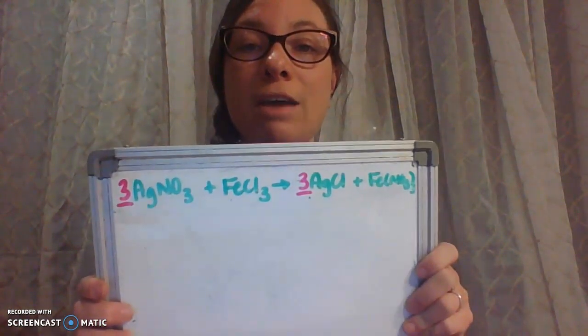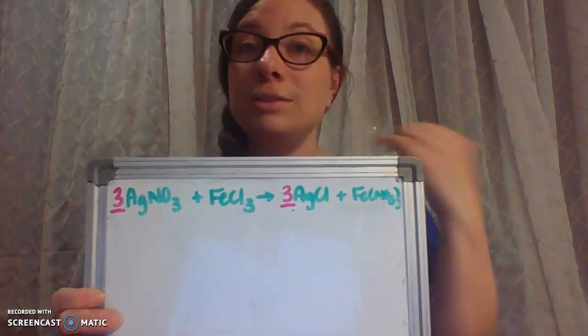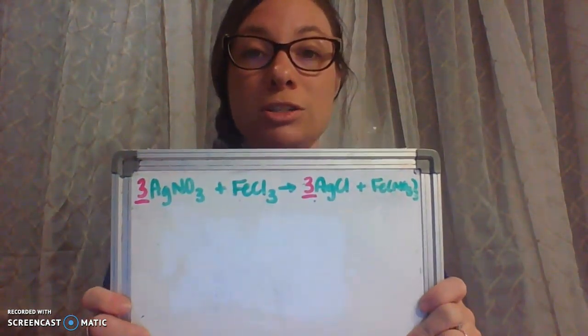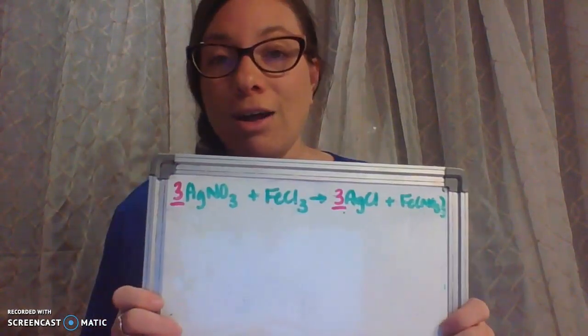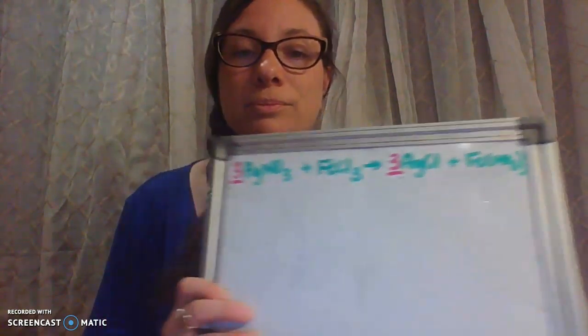Write the chemical equation for the reaction. So I've already done that for you and balanced it. Remember, that is the most important step. You want to always do that first. Make sure you don't forget to balance your equation, because if you don't balance your equation, then it's going to throw off everything else that you do after that in a stoichiometry problem.